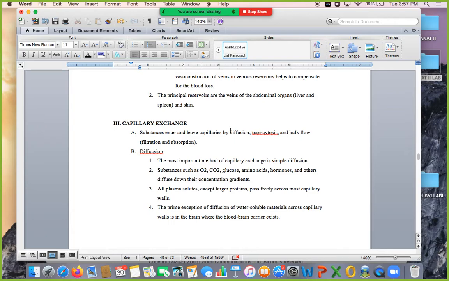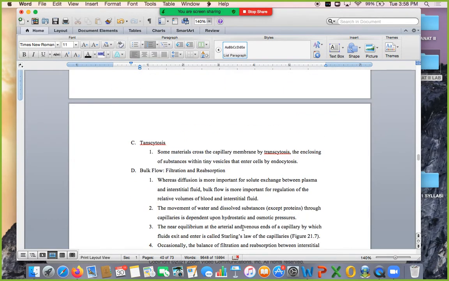So again, we can get out of the capillaries by multiple ways. One by diffusion, that says diffusion for some reason, which is going to be the basic method of capillary exchange, whereas substances like oxygen, etc., are going to come out through here. And that's all going to happen down a concentration gradient. Again, from high concentration to low concentration.